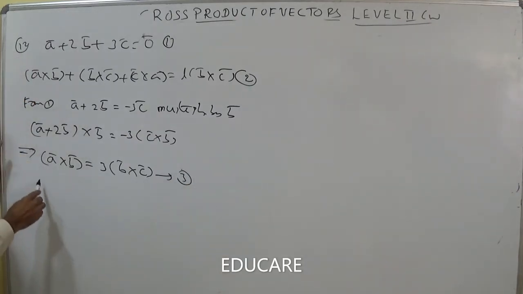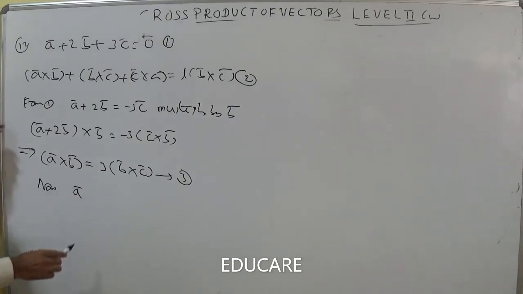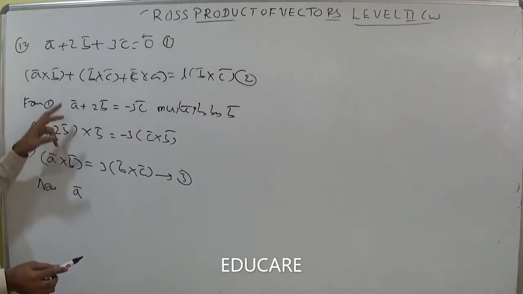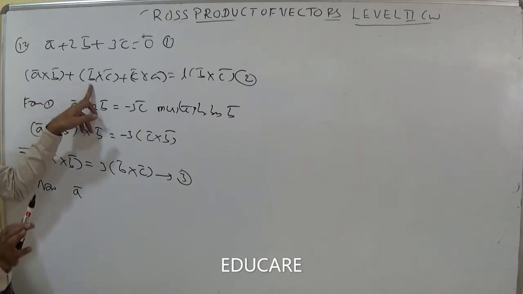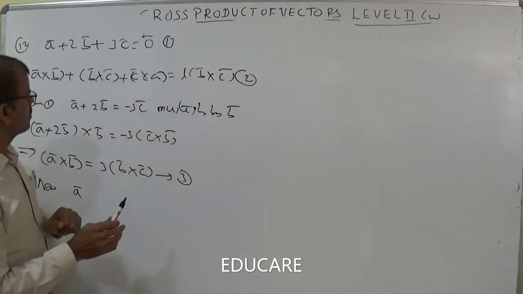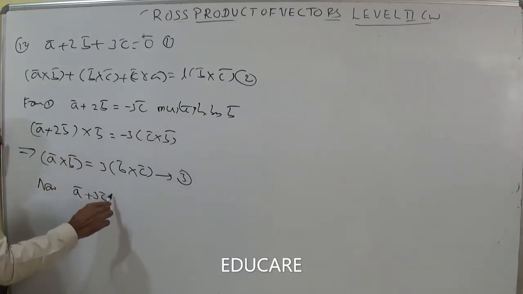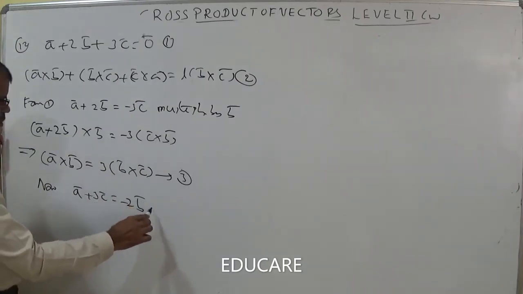Next, once again you take, now I am writing A bar plus 3C bar is equal to minus 2B bar. Every term we should get in terms of B cross C. So instead of A cross B, you can substitute 3 B cross C. C cross A we should multiply. So A plus 3C is equal to minus 2B, you write.